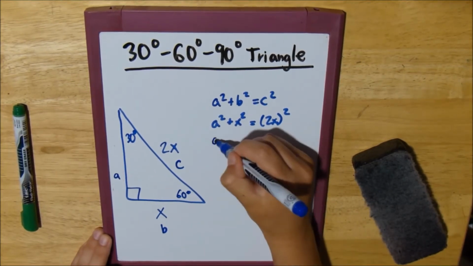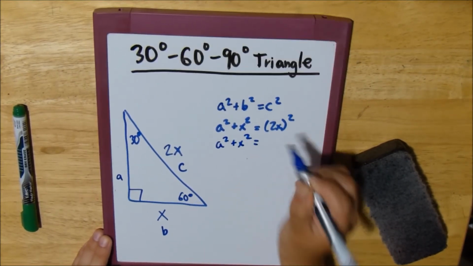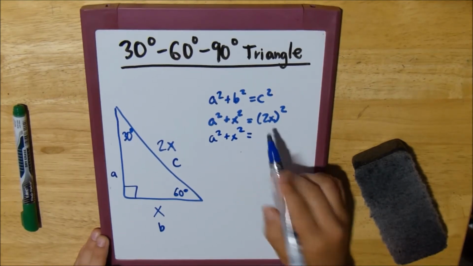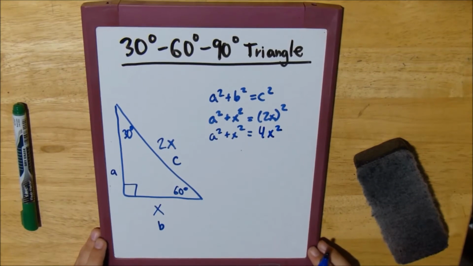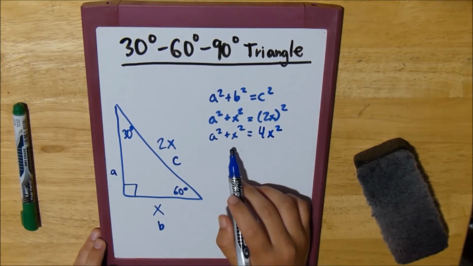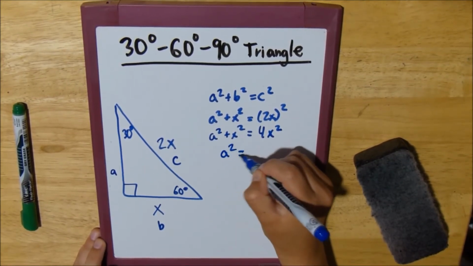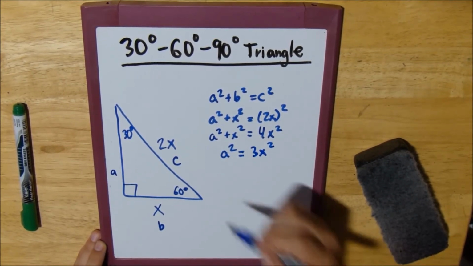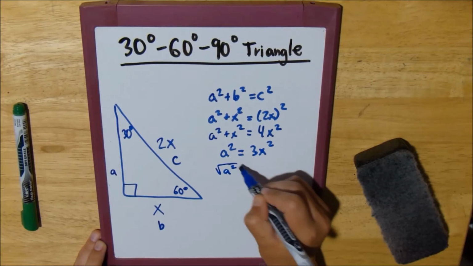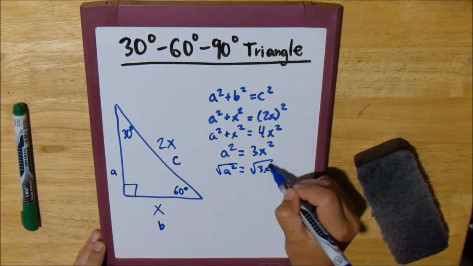So now let's simplify this. So 2 squared is 4, and x squared is x squared. And then we can subtract x squared from this side, subtract it from that side, so we get 3x squared. And then take the square root of both sides. A is the square root of 3x squared.